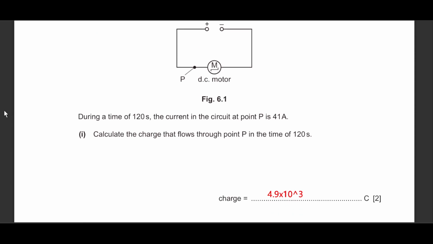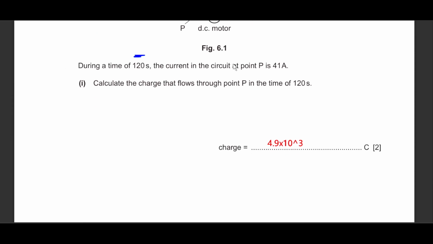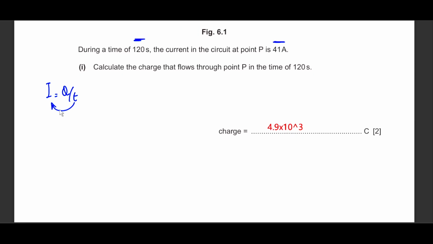The circuit is given to you, with a DC motor. It says that in 120 seconds, a current of 41 amps passes from point P. Calculate the charge that flows through it. The actual equation is I equals Q divided by T, but in the syllabus they've simplified this as Q equals IT. We're going to use Q equals IT.